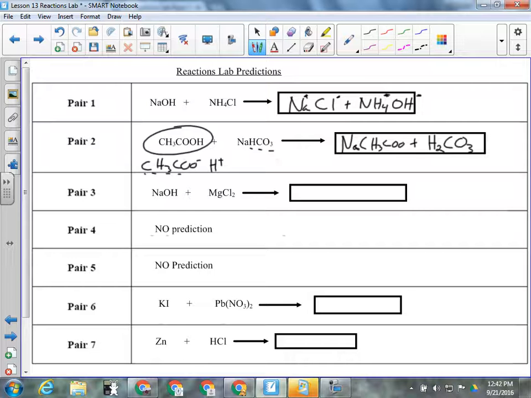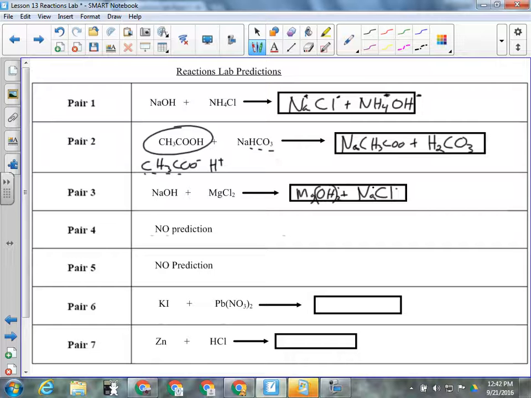Okay, sodium hydroxide and magnesium chloride. Is this another double replacement reaction? Okay, so we got 2 ionic compounds. Who does magnesium end up with over here? With hydroxide. Okay, and sodium is going to end up with chlorine. All right, that's a -1, that's a +1, so that's swapped and dropped. This is a -1 and this is a +2, so that one will need brackets and a 2, in order to be correct. We don't have to predict pair 4 or pair 5.